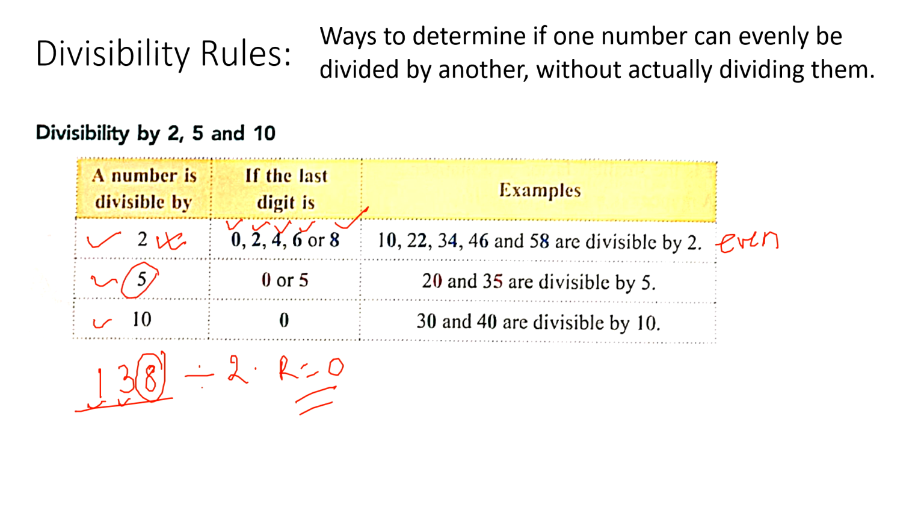For the divisibility rule of 5, this is also another simple rule. Just check if the ones place has a 0 or 5. For example, let us say 126.